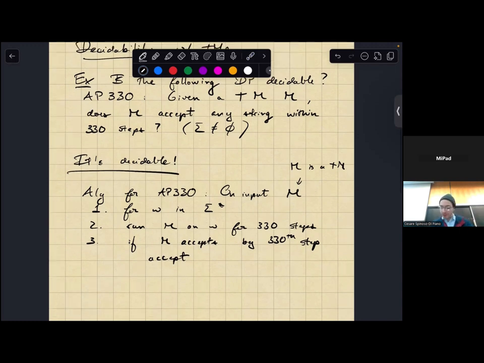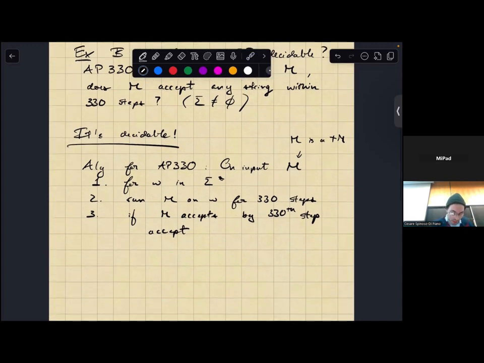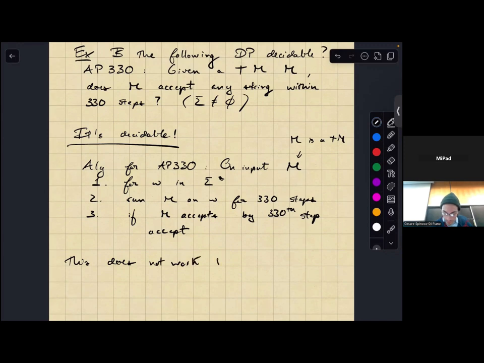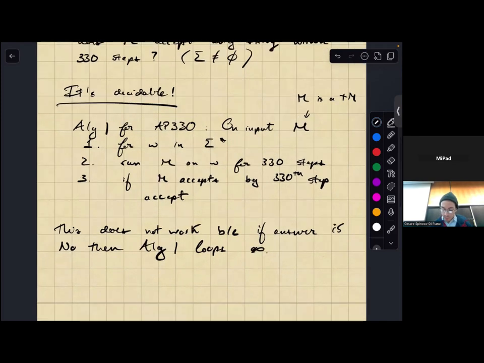So that was a very good intuition, right? This does not work. This does not work, because if the answer is no, then algorithm one loops forever. But that's a good start.